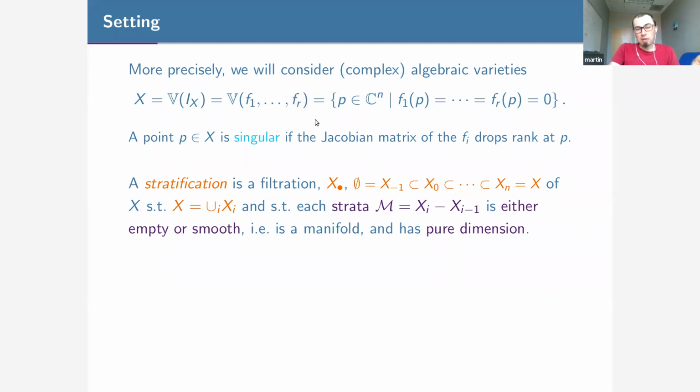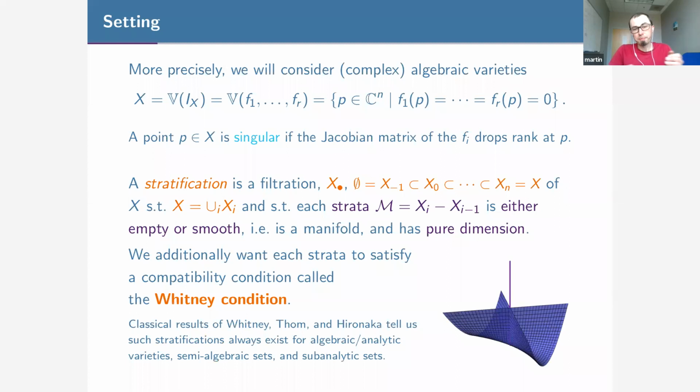Okay, so given such an X, a stratification is some filtration by closed subvarieties, so that if you take the union of all of them, you get X back, and additionally such that each thing that we'll call a strata, namely the difference of two of these successive varieties, is either empty or smooth, and also has pure dimension. So it will be either empty or a smooth pure dimensional manifold.